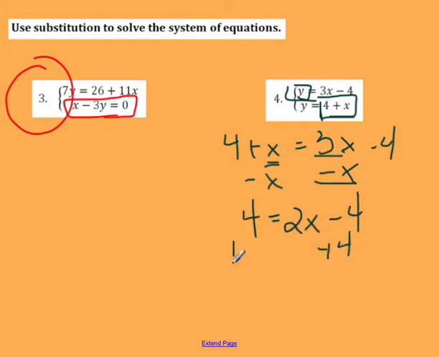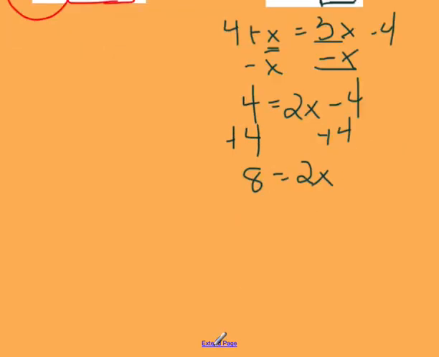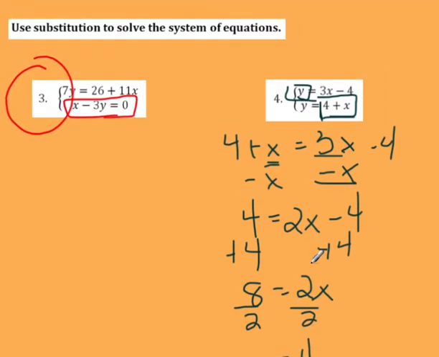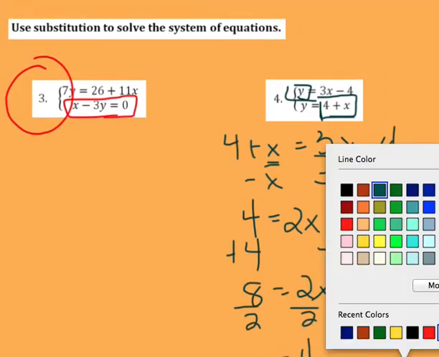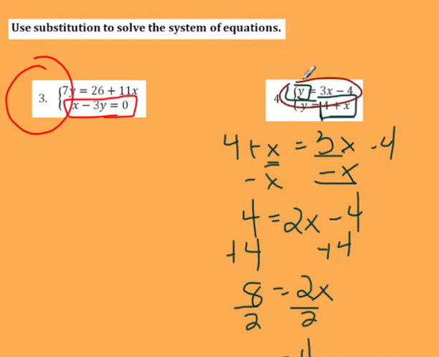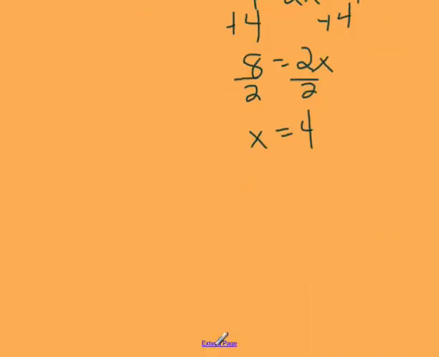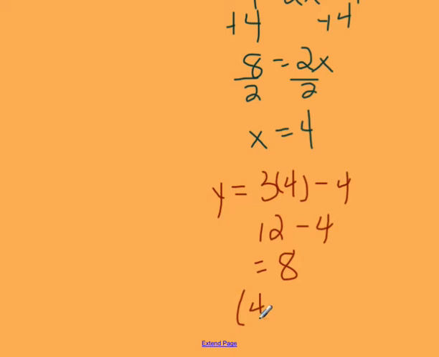Then I'm going to add 4 to both sides, and I get 8 is equal to 2x. Then I'm going to divide both sides by 2. So here I get that x is equal to 4. So now I need to go back up here, and I can pick either equation. I'm going to just pick this one. So I'm going to plug in 4 for x. So I have y is equal to 3 times 4 minus 4. So that's 12 minus 4. So I get that y is equal to 8. So my solution then is 4, 8.